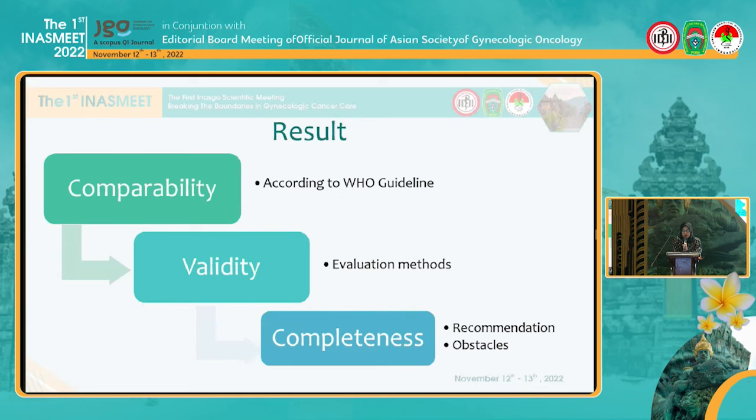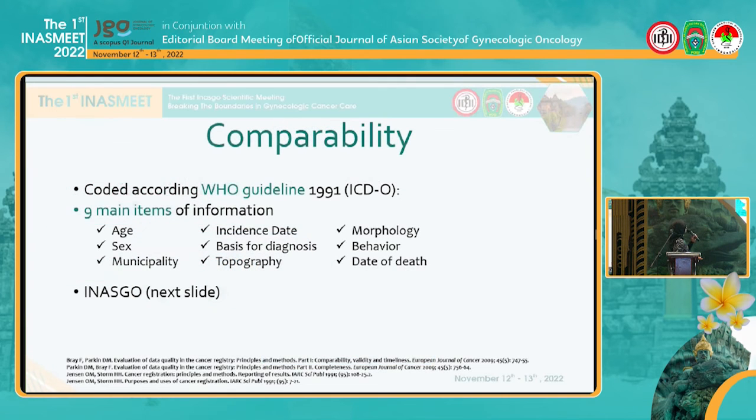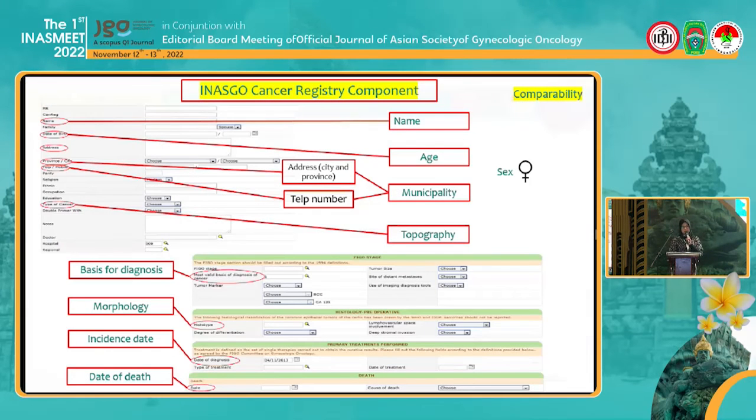The results: the comparability according to the WHO guideline, how many criteria should be put in our cancer registration, and the validity according to evaluation, the methods, and the completeness, the recommendations, and what kind of obstacles we are going to face. So for comparability, we are trying to see what data or criteria should be put in the cancer registry according to WHO guidelines, ICD-O. It says that 9 main items of information should be put in the cancer registration. We see that in our cancer registration, we already have those 9 items except for sex, because most of our patients are females. So: name, age, municipality, topography, basis for diagnosis, morphology, incidence, death, and the date of death.